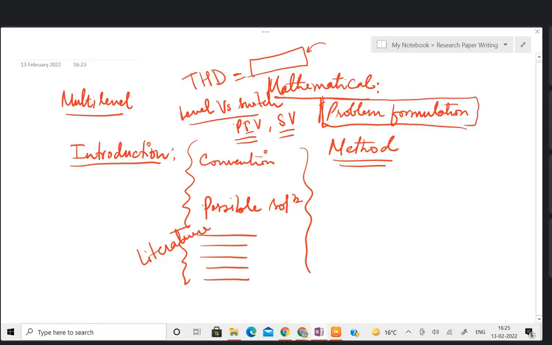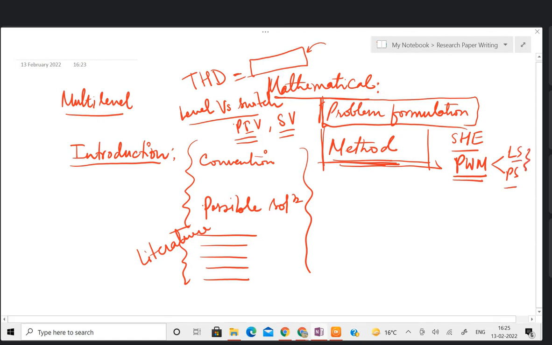Okay. Then what is the method you have adopted? You will discuss the methods. If we are working with modulation schemes, then there are low frequency modulation schemes, like SHE. There are also high frequency modulation schemes, PWM schemes, level shifted and phase shifted. And we have options to do some research in all these areas.